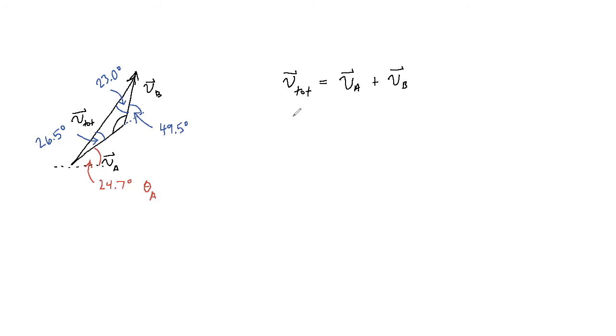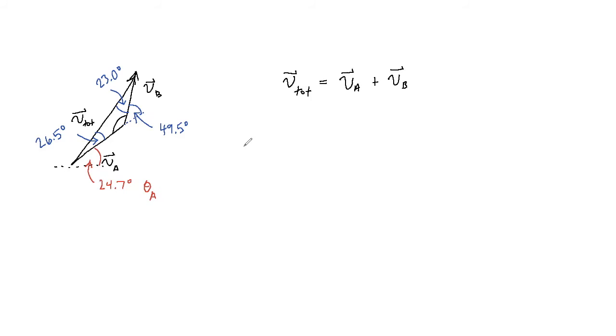Okay, and when you do a vector sum, remember, the sum occurs component by component. So the x component of A, the horizontal component of A, and the horizontal component of B have to add to give you the horizontal component of the total vector. And then same for the vertical components.